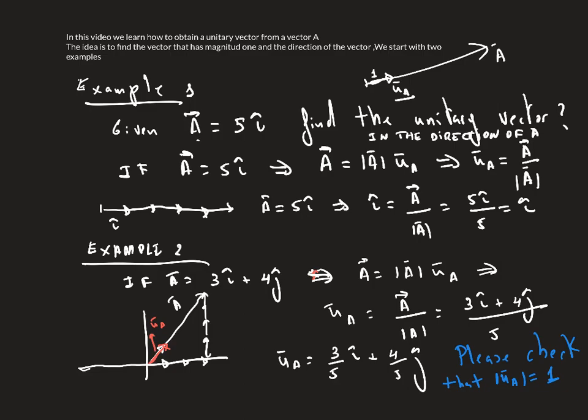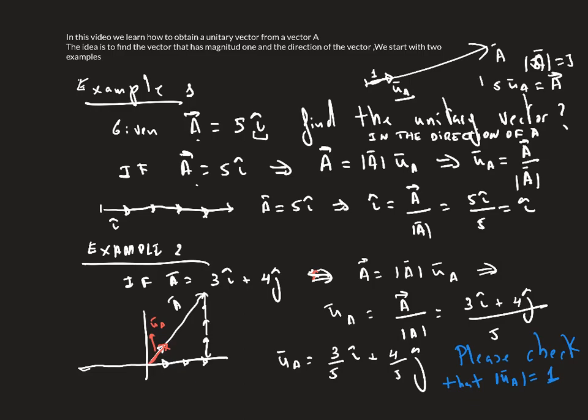So the first example is very simple. Let's say that you have A equal 5i, and I want to find the unitary vector. Well, the unitary vector is here. But how will I find it? If A is equal 5i, then A is equal to the magnitude of A times U sub A. U sub A, 1, 2, 3, 4, 5, will be the magnitude of A if the magnitude of A is 5. Is that correct, right?